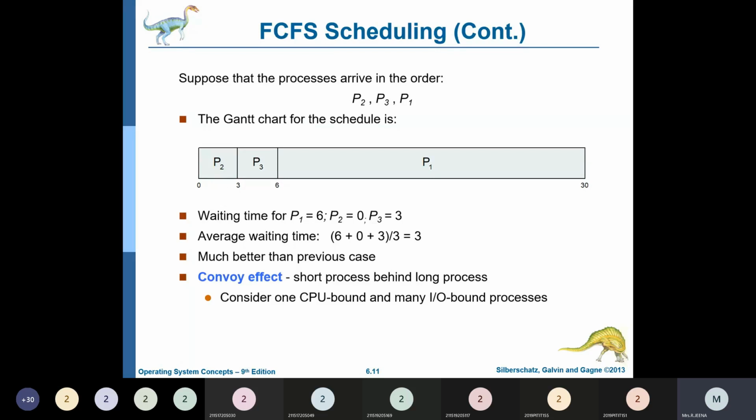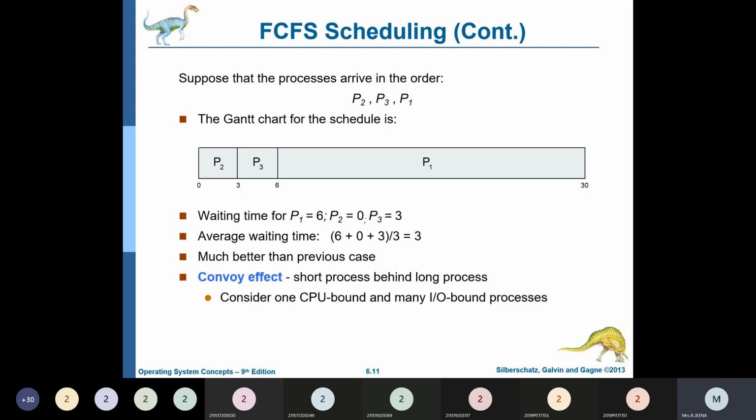Now to calculate the waiting time, how much waiting time does P2 need? P2 needs no waiting time, because it stands first in the queue. So the waiting time of P2 becomes 0. Then the waiting time of P3: it needs P2 to complete its process, right? As P2 needs 3 units to complete, P3 has to wait 3 units. So the waiting time for P3 is 3.